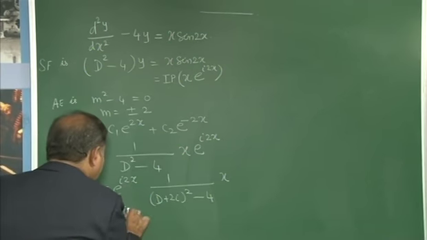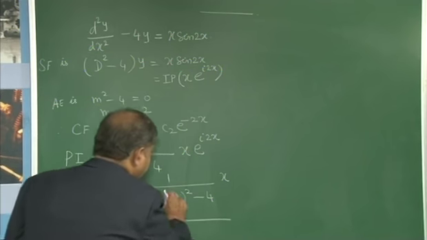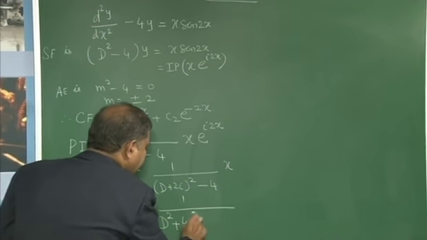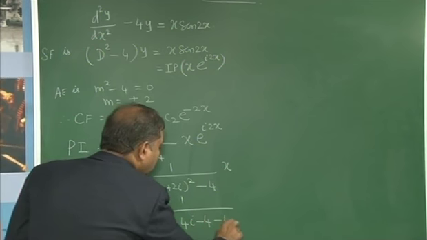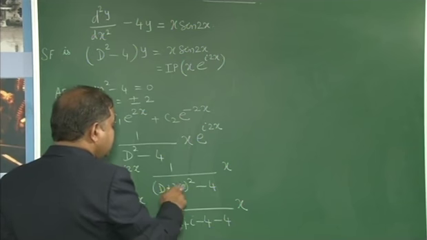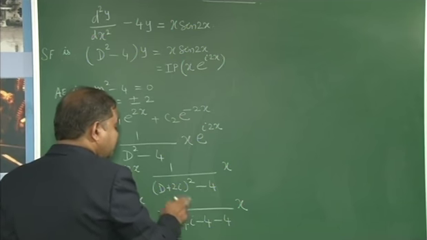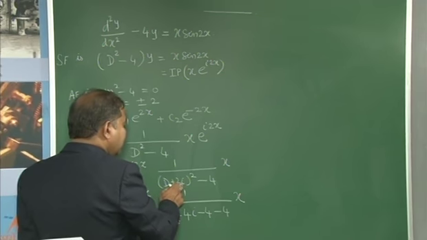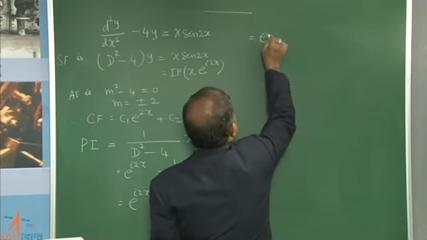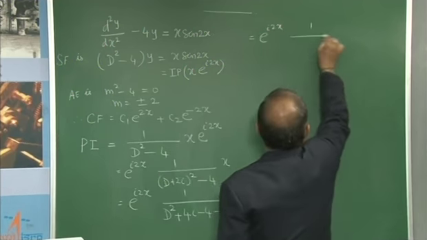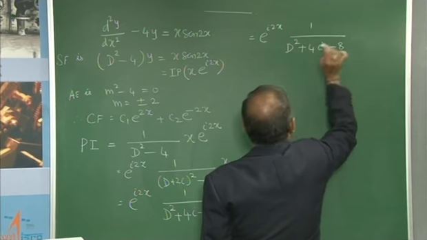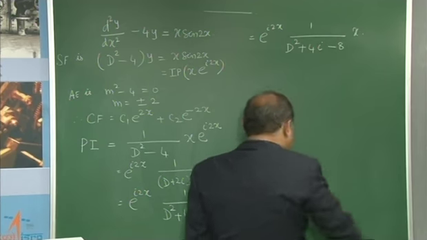So, e power i2x 1 by, expand it, a squared plus 2ab, 4i. Be careful, minus 4, minus 4. This minus 4 is there. Why is this minus 4? (a plus b) whole squared is a squared plus 2ab plus b squared, and b squared consists of i squared, therefore minus. So, that is equal to e power i2x 1 by D squared plus 4iD minus 8 on x.